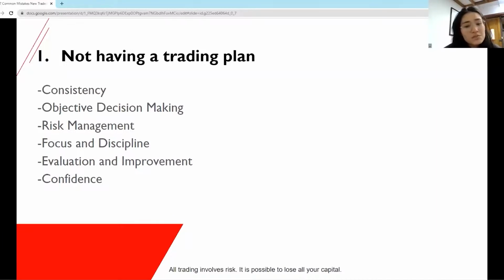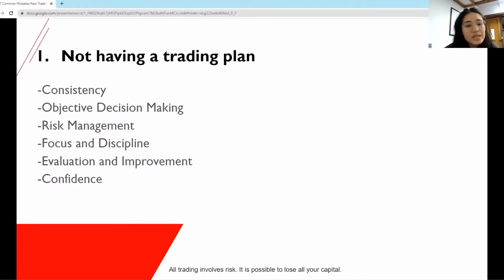Next, we have risk management. We'll get a little bit more in depth into this in the next few slides. But basically, a trading plan incorporates risk management principles that help you to protect your capital. It outlines exactly how much risk you are willing to take on each trade, where to set stop loss orders, when to take profits, and so on and so forth. And by implementing proper risk management techniques, you can limit potential losses and preserve your trading capital.